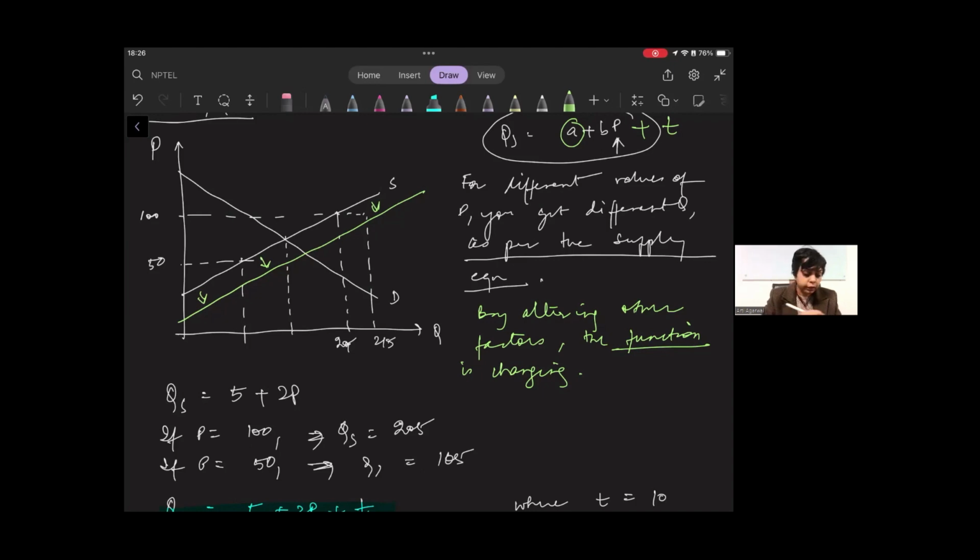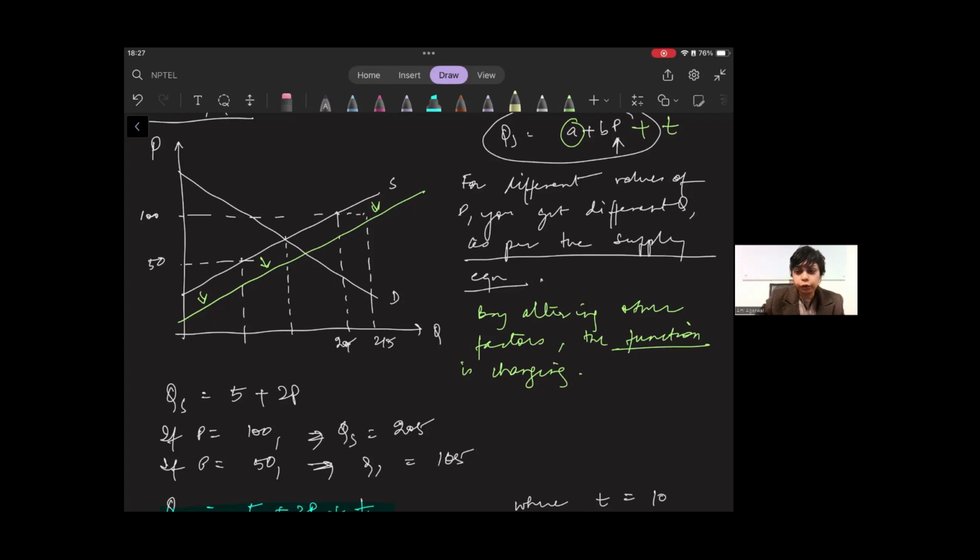This is not moving along the curve. But when price is changing, you're moving along the curve. This is a very fundamental idea. So I hope it is clear now. So when you have other factors, in this case, I've added something, right? So it is shifting rightwards. If I subtract something, it will shift leftwards.